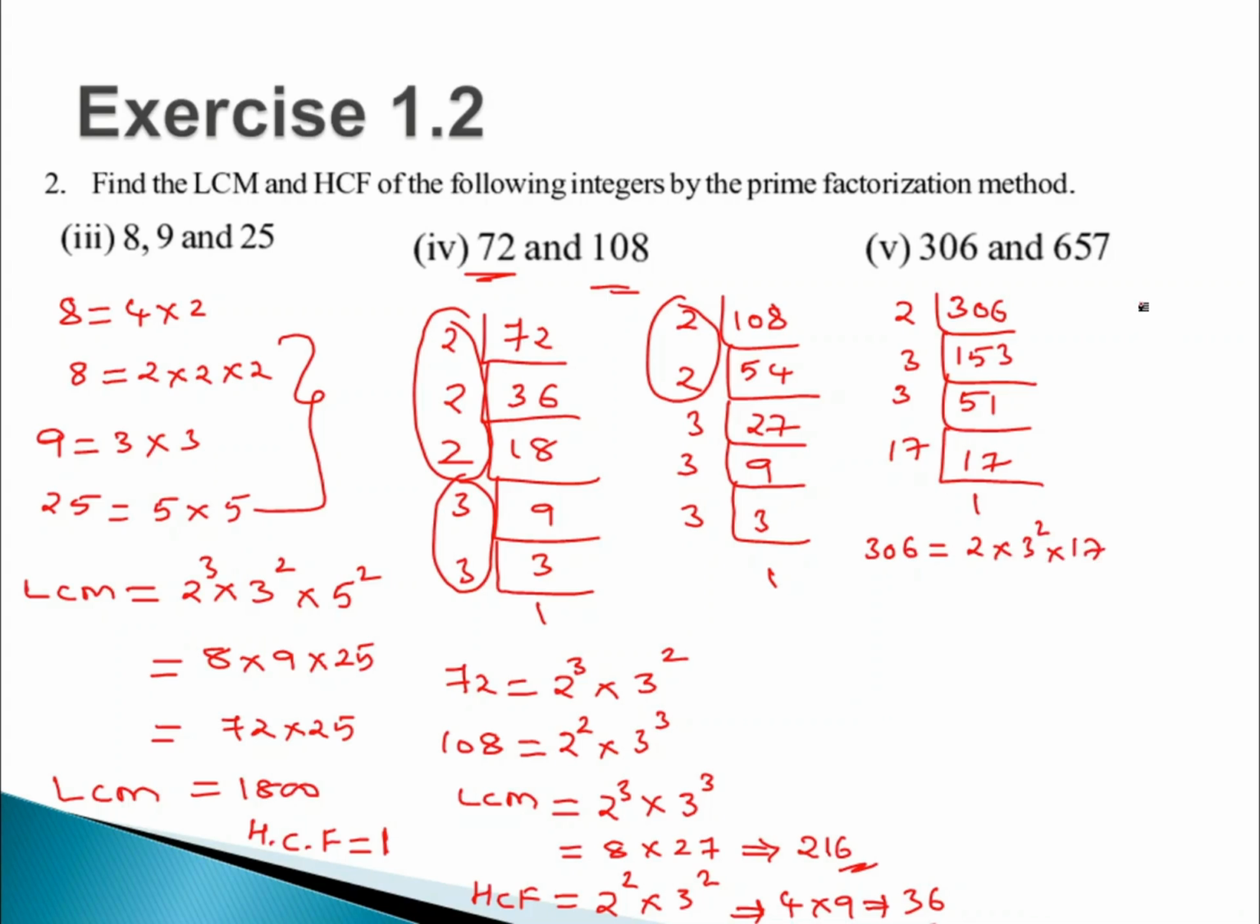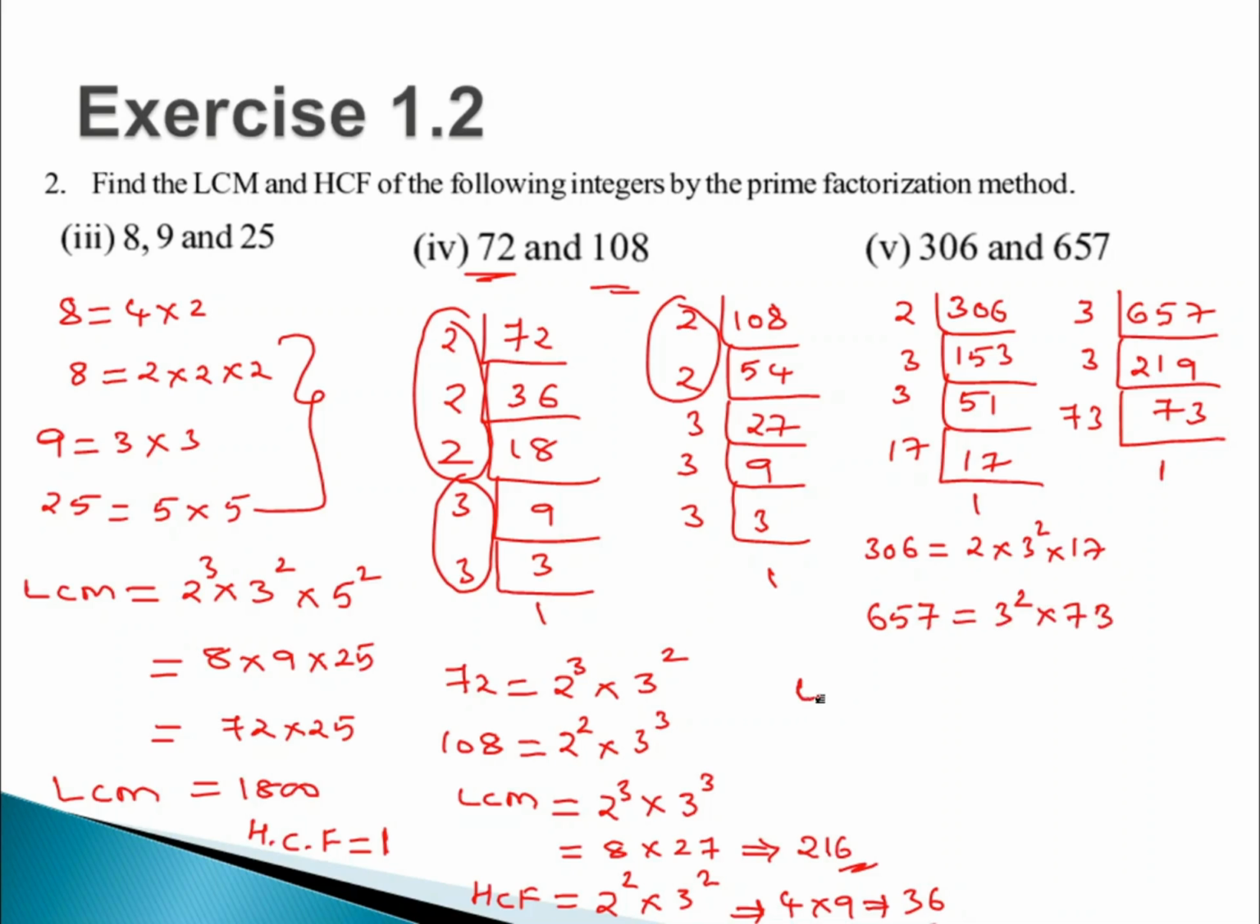Okay. So similarly 657. How to divide this number? How to find the factors of this number? I can divide this by 3. 3 nines are very good. And in the next step I'll get 73. When I'm dividing this by 3, it is not divisible by 3. It is divisible only in the 73 table. Okay. So 657 is written as 3 square into 73 only.